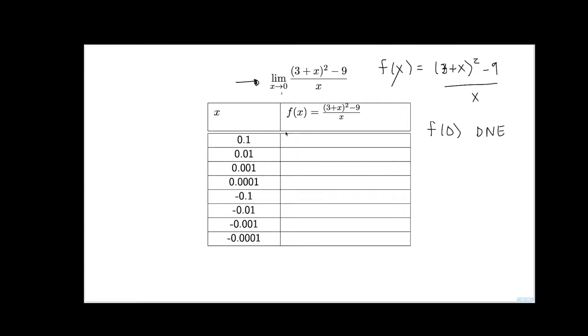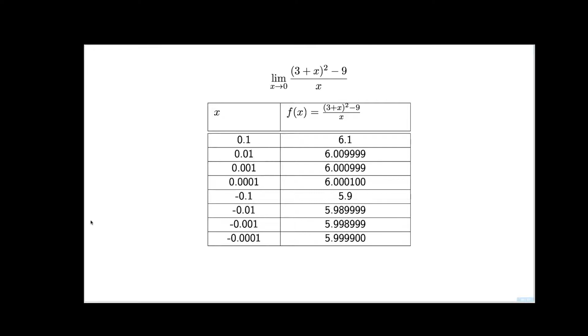First though, just like we did before, let's get a numeric sense of what's going on here. The limit as x goes to 0, so let's just plug in values of x that are close to 0. Again, I'm going to do both greater than 0 and less than 0. So again, go ahead and pause the video, take a calculator or computer, and figure out for these values of x, what are the corresponding values of f of x. When you're ready, come back and we'll put in our values.